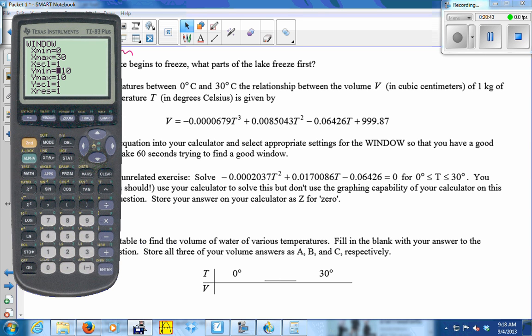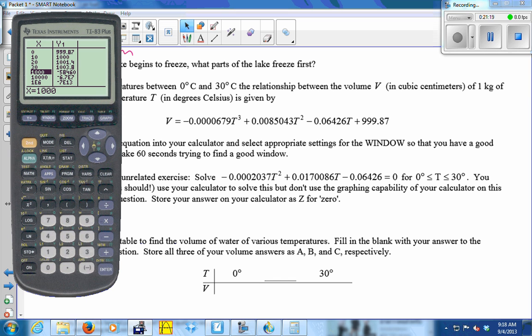$999 to 1,000. Ah, that's good. That's great. I was actually going to suggest that we look at the table and plug in a few values for X and see about how big they are. If you plug in 0, we'll get the Y-intercept of 999.87. If we plug in 10 degrees, we get 1,000. 20 degrees, we get a little over 1,000. 30 degrees, just a little bit more over 1,000.